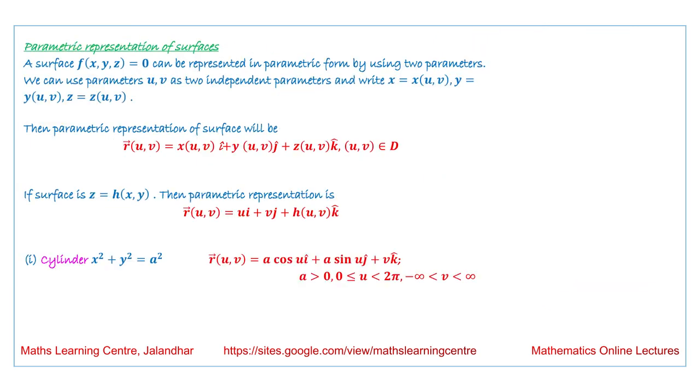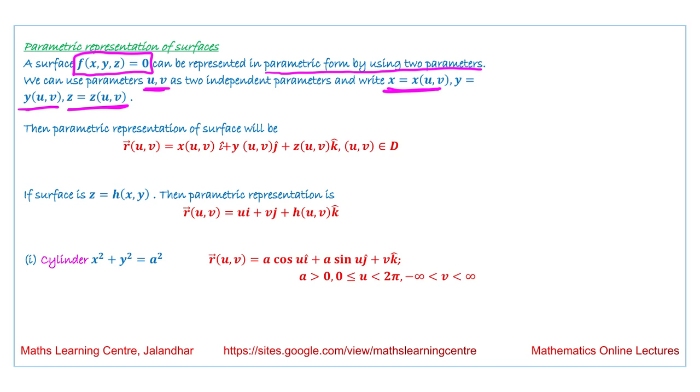Now next we have the parametric representation of surfaces. We are saying a surface f(x, y, z) equal to 0 can be represented in parametric form by using two parameters, u and v. These are two independent parameters, and we write x is equal to x of u, v, y is equal to y of u, v, and z is equal to z of u, v. These are functions of u and v.